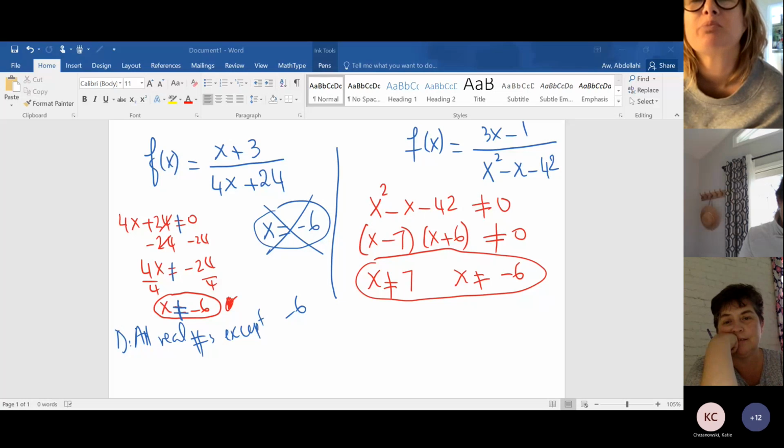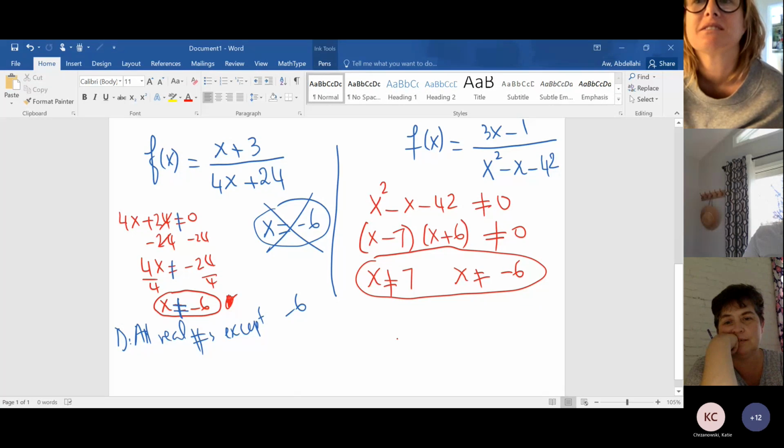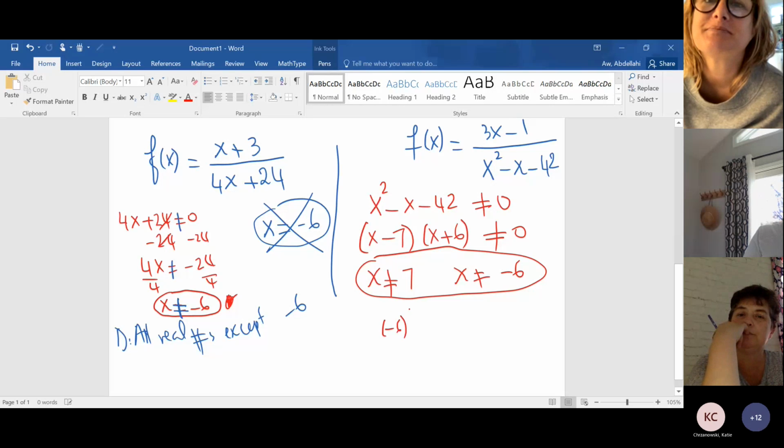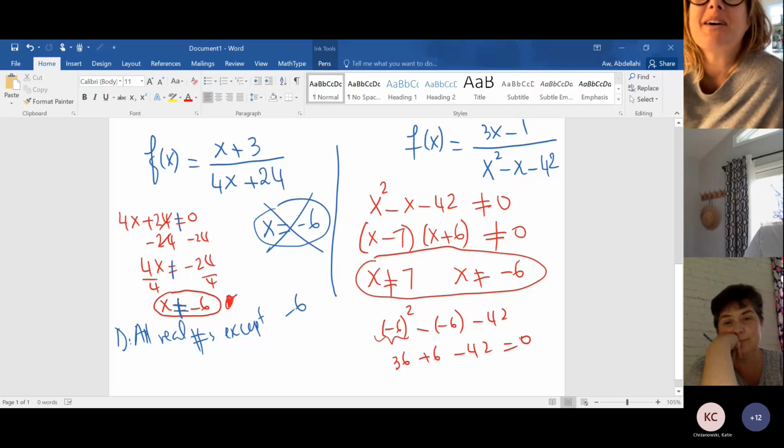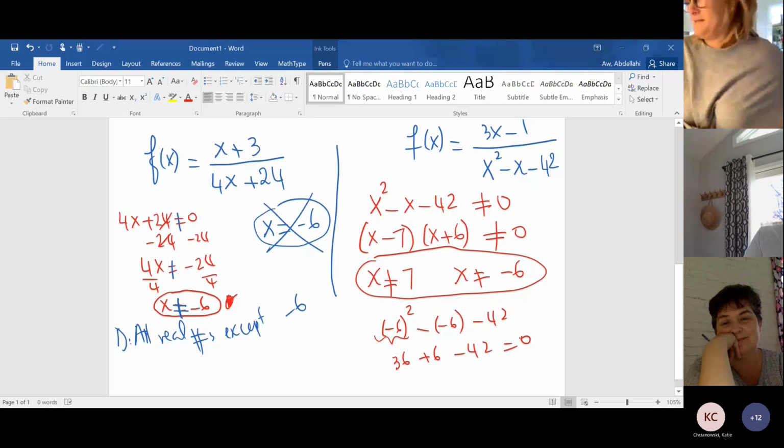But that's what I'm saying. If you plugged in the negative 6 to that equation, it's going to make it 0. You want us to check? Yes. Let's check together. Let's plug in negative 6 into the denominator. We don't care about the numerator so much. It's negative 6 squared minus negative 6 minus 42. Negative 6 all squared is 36, plus 6, minus 42, which is 0, right? All right. You win.